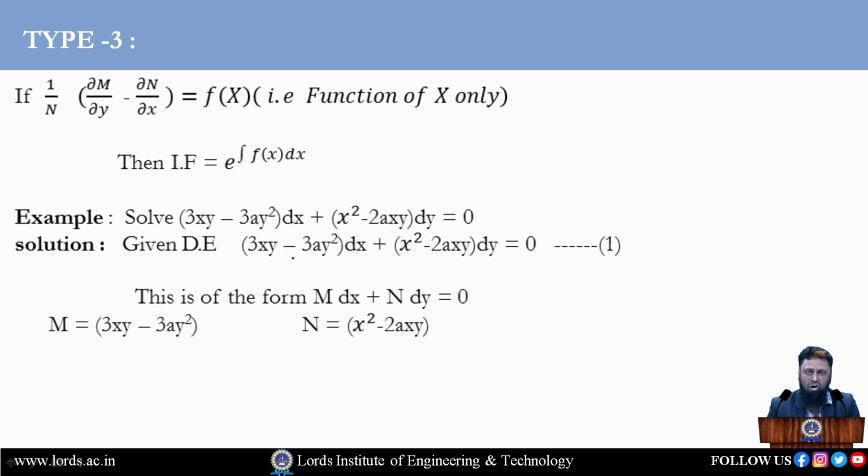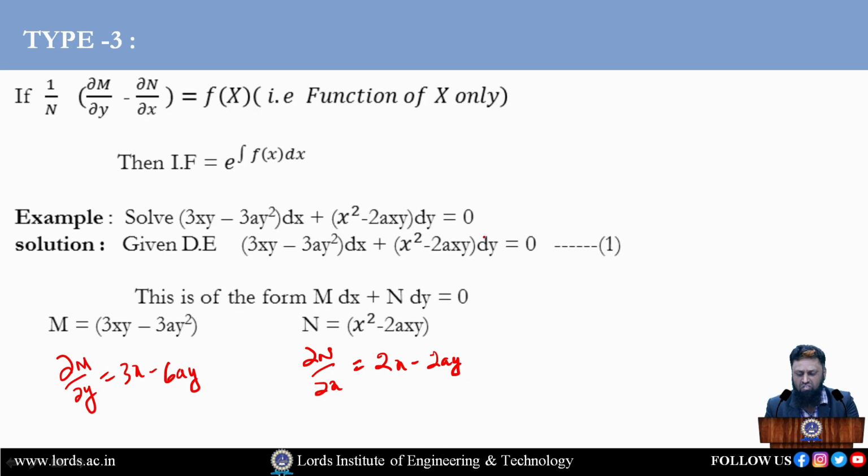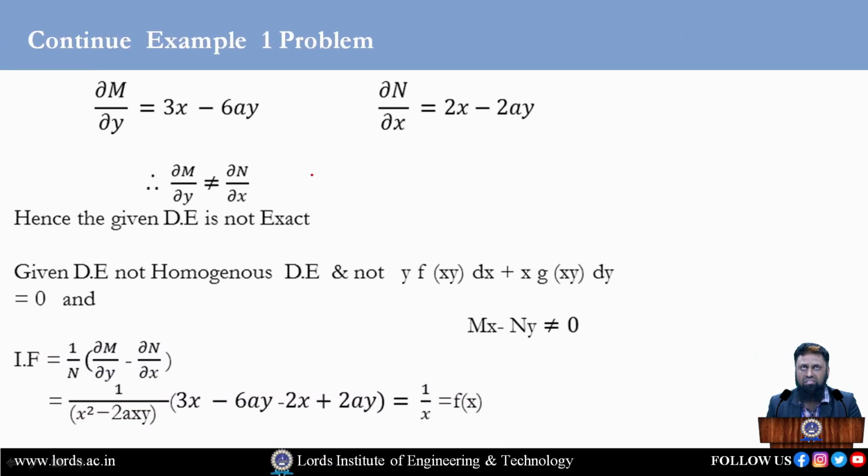This is of the form M dx plus N dy equal to 0. Here M equals 3xy minus 3ay square, and N is equal to x square minus 2xy. So you take the partial differentiation with respect to y. You get the value 3x, and here you get 3 into 2, that is 6ay. Now you get ∂N/∂x. What value do you get here? 2x minus 2ay. So here ∂M/∂y does not equal ∂N/∂x, so it is not exact.